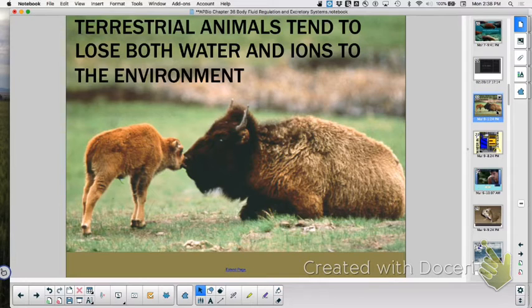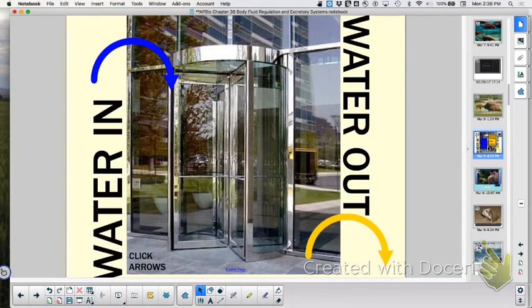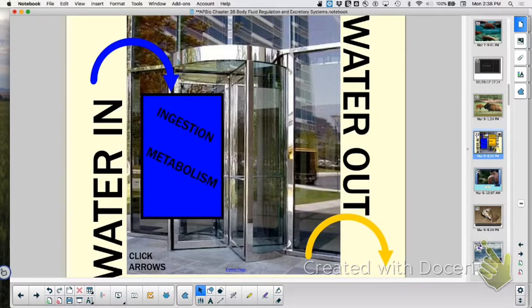And so your concern is going to be loss of water. So you look at ways water comes in, and we said water comes in through ingestion, drinking, eating, and also we have water as a result of metabolism.